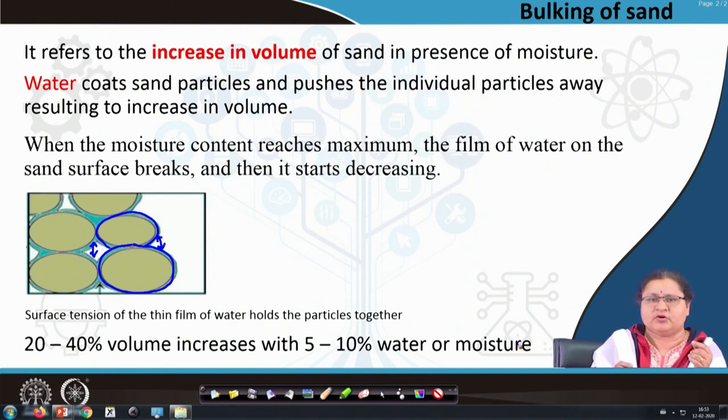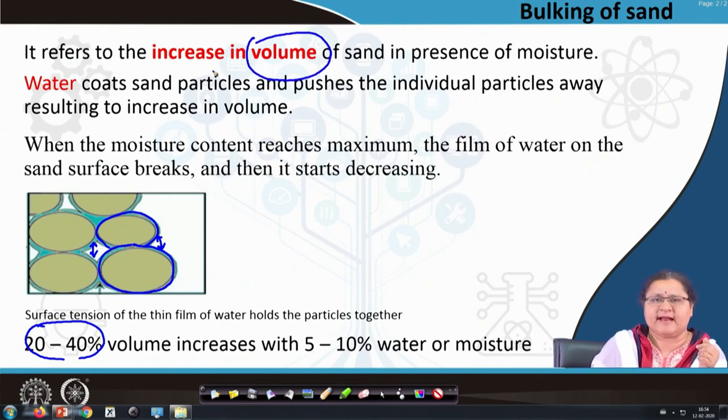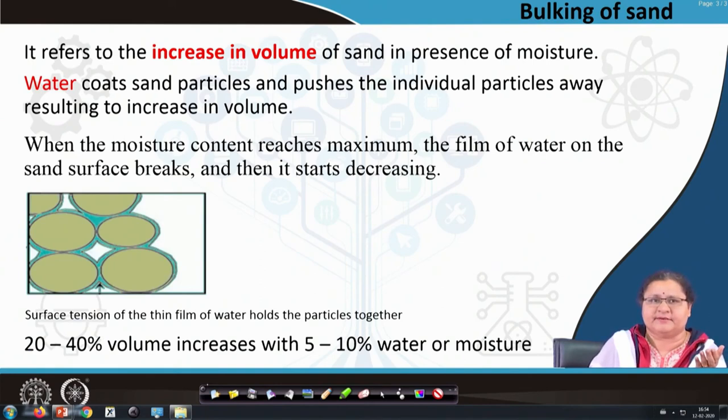So, it is not to be neglected. If the volume increases in this order, 20 to 40%, that means you are doing something wrong when you are taking the sand by volume. In that case, maybe weight would have been a better measure, and dry sand is the answer. But you may not always have access to weight batching. So, you have to check whether the sand is dry or not.